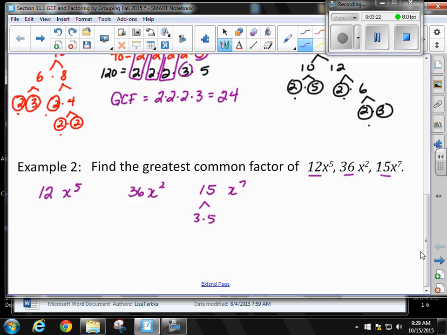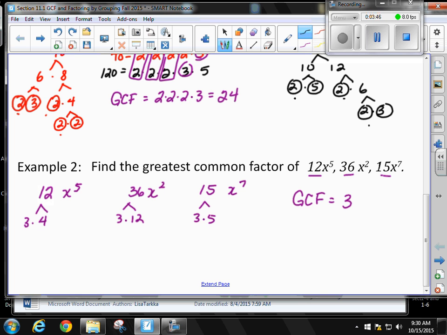So I want to look, does 12 have a factor of 3 or 5? And 12 I can write as 3 times 4. So 5 is not a factor of 12. 36 I can write as 3 times 12. Again, 5 is not a factor there, but they all have a common factor of 3. So my greatest common factor is going to start with a 3.